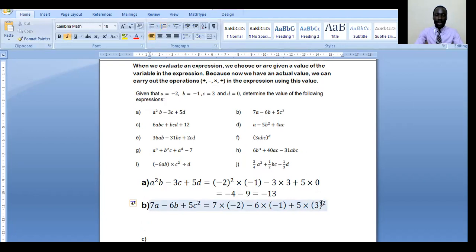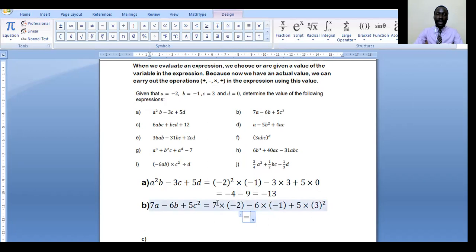From here, the next thing for us to get is, notice that 7 times negative 2 is negative 14. Then negative 6 times negative 1 is positive 6. Then 5 times 3 squared, that is 5 times 9.